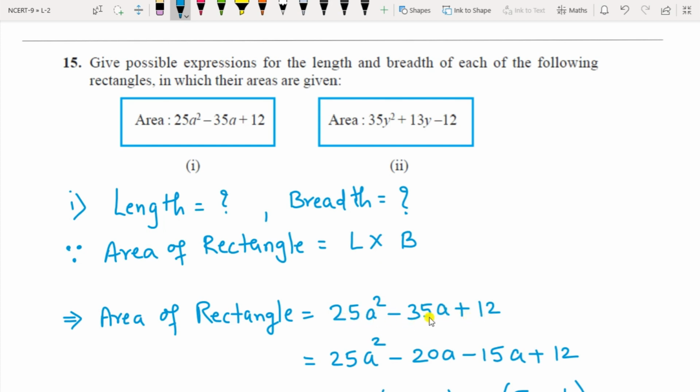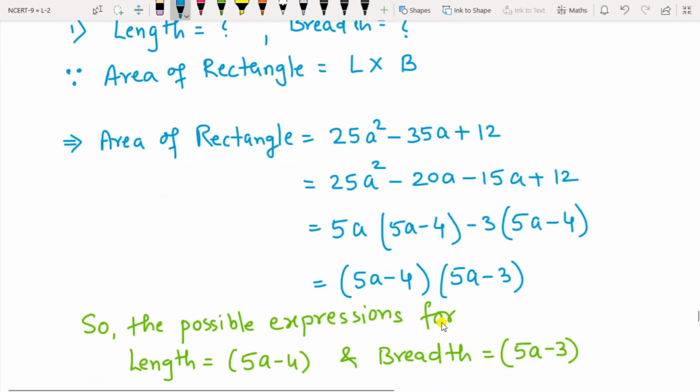Now since this is a quadratic equation, because the power is 2 here, you can solve it by splitting the middle term. So we have to split the middle term. For that, multiply 25 into 12, and you will get 300. You have to split 300 in such a way that you get minus 35 in between. So what we have done is 25 into 12, which gives 300, and now we split it to get minus 35.